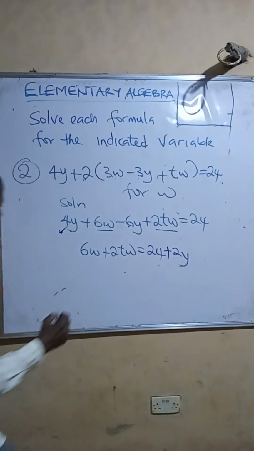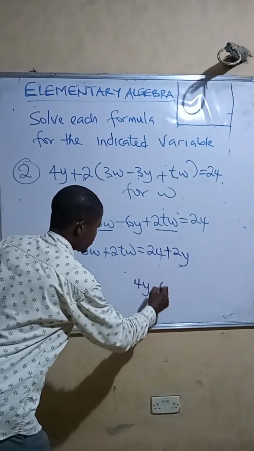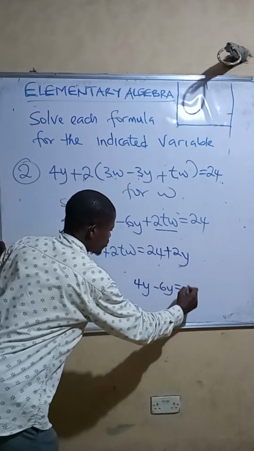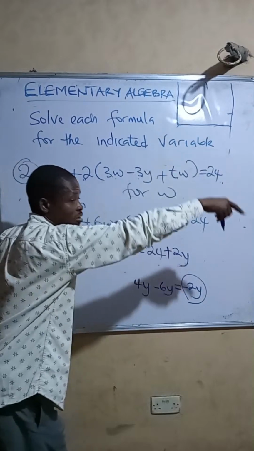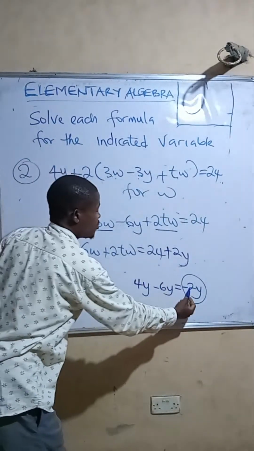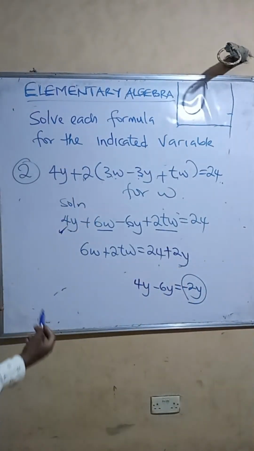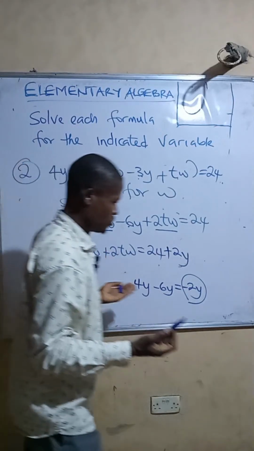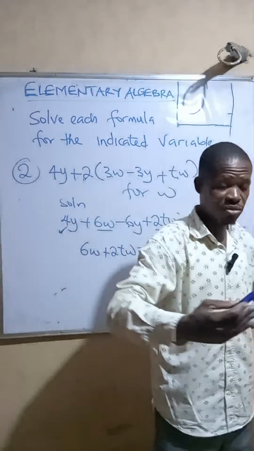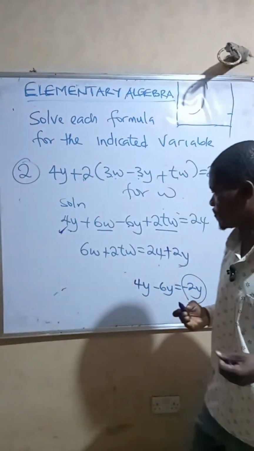Okay, let me repeat myself. 4y minus 6y will give you minus 2y. And then move this minus 2y to the other side of the equation, and it becomes what? Positive. So I think we have done. We brought together the w, and then we've moved the other variable to the other side of the equation.